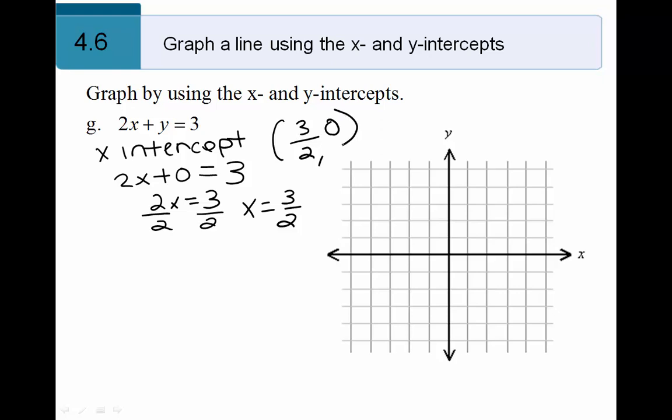Okay? So let's just estimate where that will be on our graph. That's 1.5. So there's 1. It's going to be about right here. Okay? And now my y-intercept.